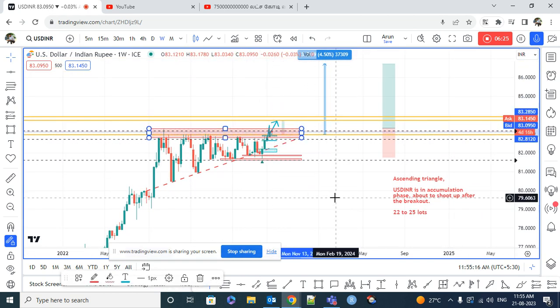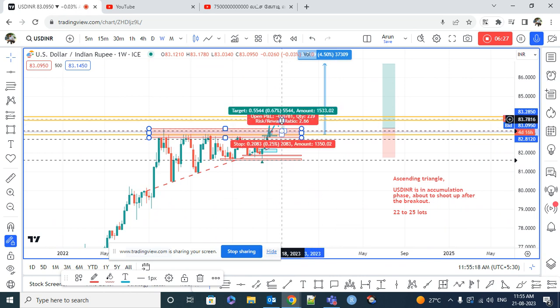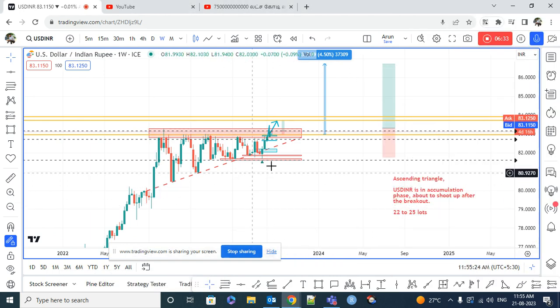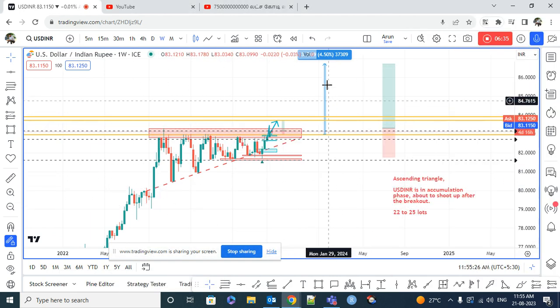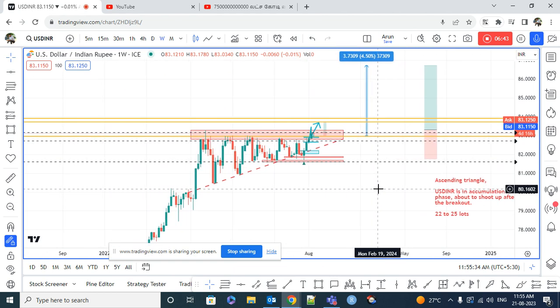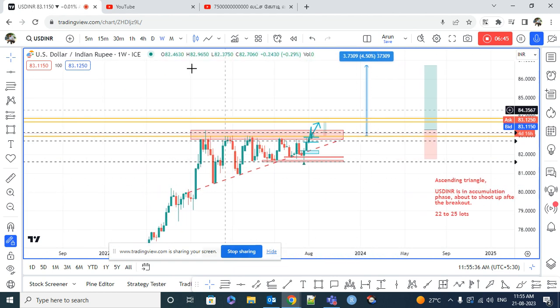The level 83.2850, if it breaks above that on Friday, that is the weekly candle, if it breaks above the level which I mentioned now, then it is a weekly triangle breakout pattern, and then the target could be your 86.